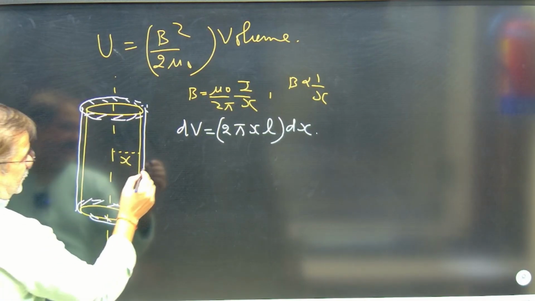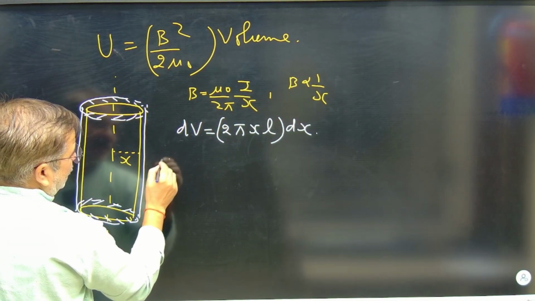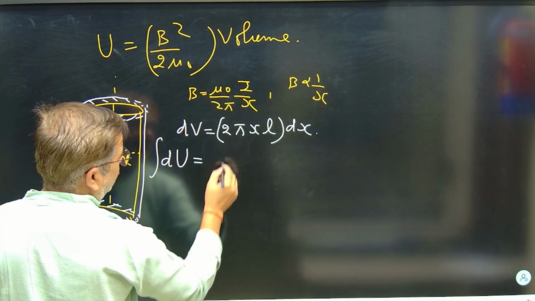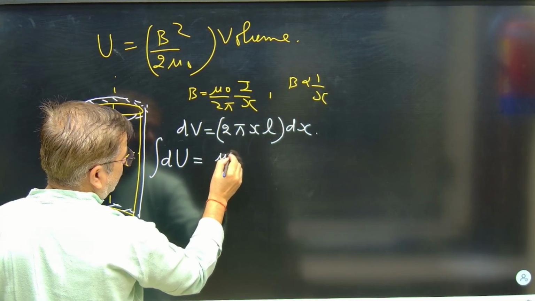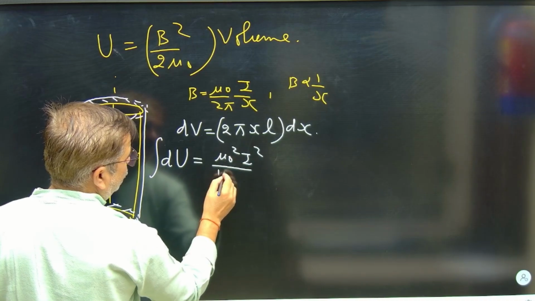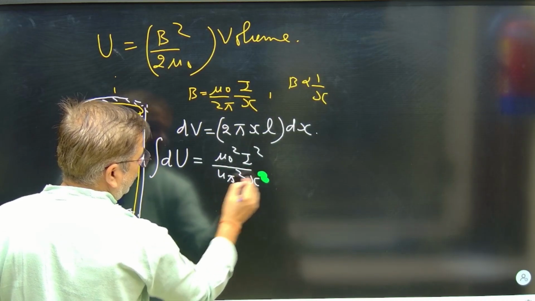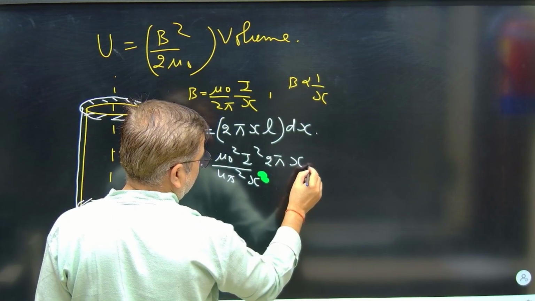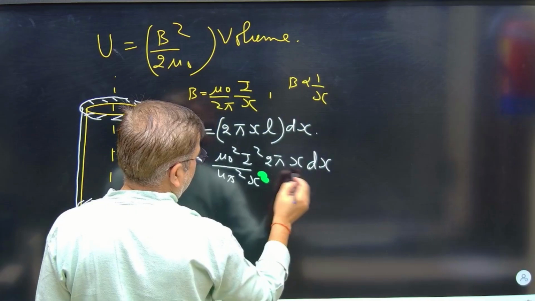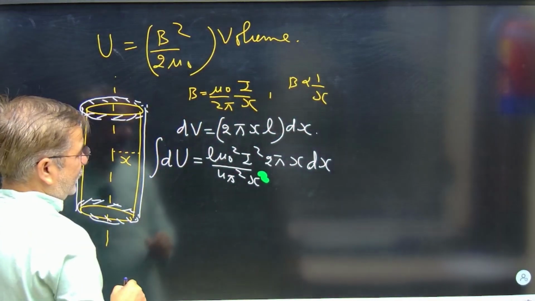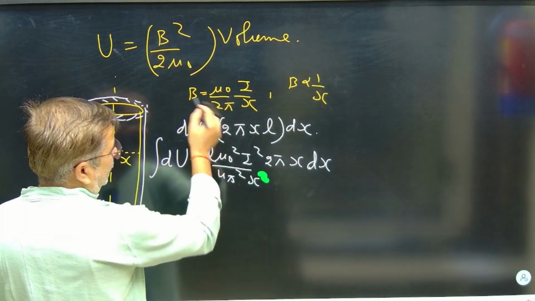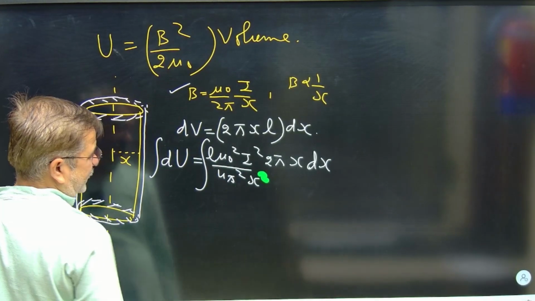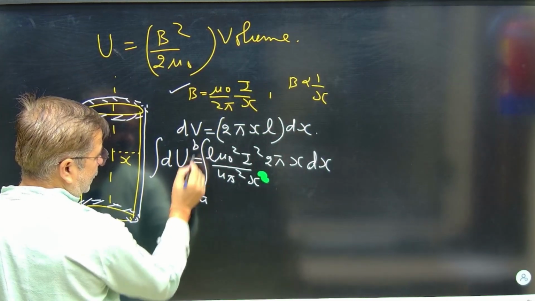Now if I apply this, I will say integration of dU, that is the full energy, and B square, you see what the value is: mu naught square I square over 4 pi square x square, into 2 pi x into dx, and length L is obviously given. If I multiply this energy density into the small volume and integrate from A to B, we will get some result. What is the value?